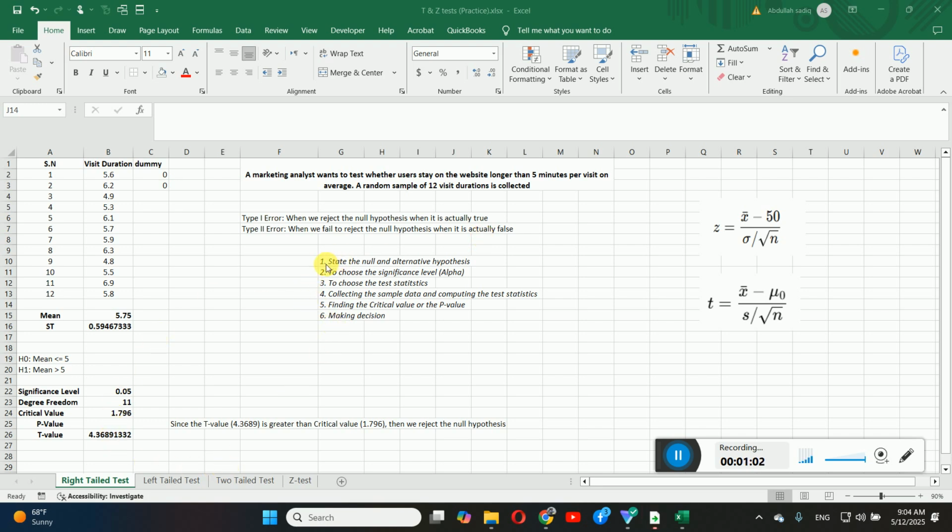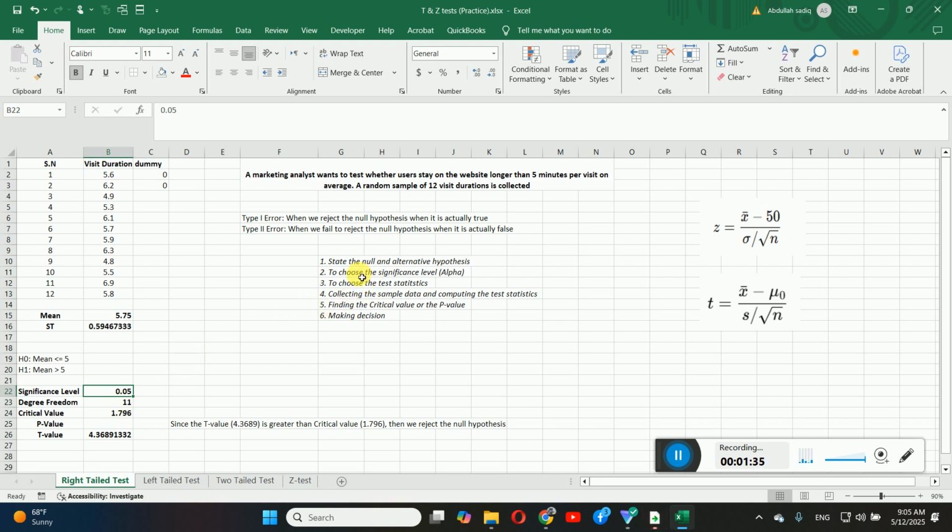The first step is to state the null and alternative hypothesis. When you have a scenario or example, you state your null hypothesis, as we have here. So this was our first step. And the second step was to choose your significance level. If the confidence level is 95%, then the significance level is 0.05. Why? Because 1 minus 0.95 is 0.05.